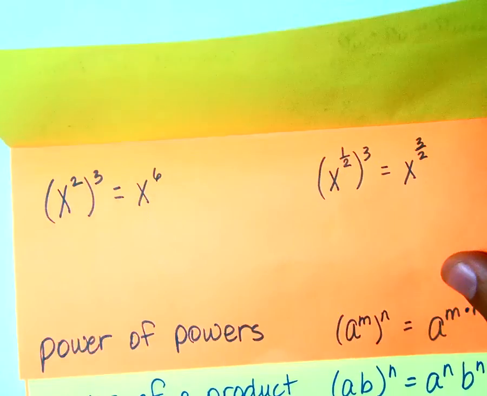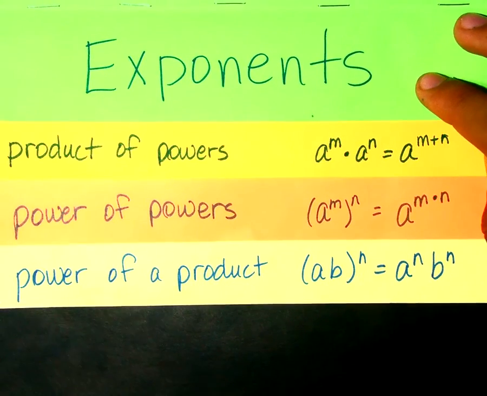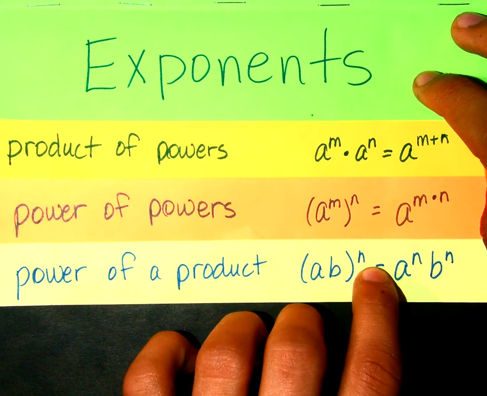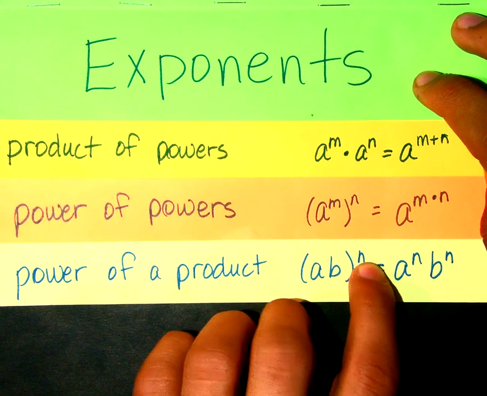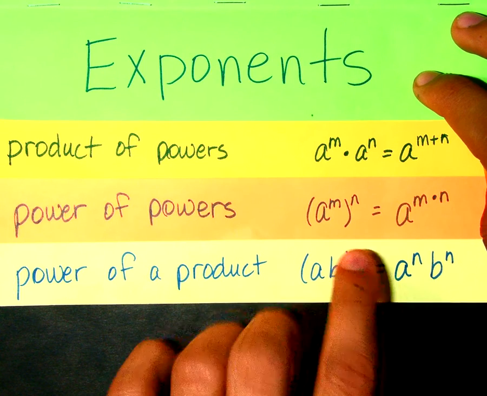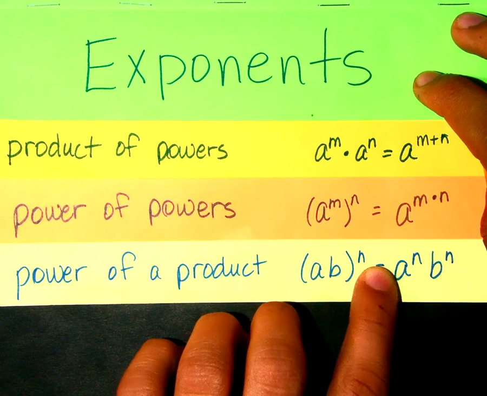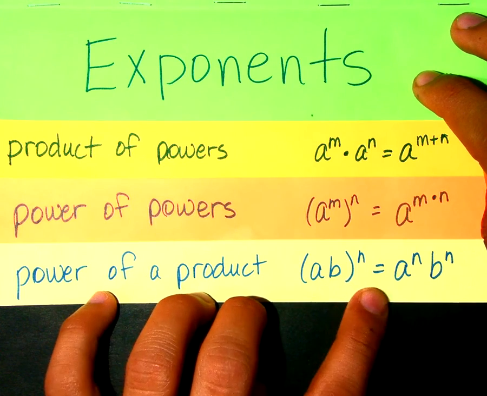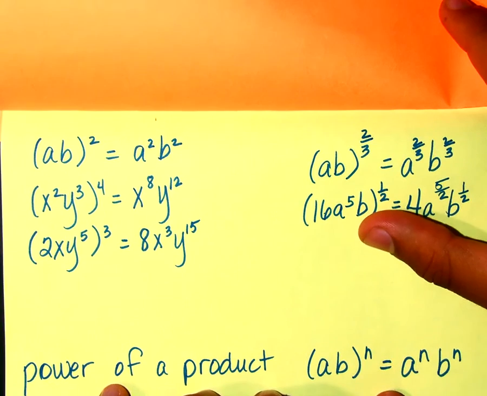Okay, so the next one that we're going to talk about is the power of a product. Okay, so when we multiply two variables and they're both raised to a power, so a times b to the power of n, we can just distribute that n. Okay, so we have a to the n times b to the n. We can distribute because this is multiplication. Alright, if this was addition or subtraction, we can't distribute this n. So since we're multiplying, ab to the n, we can rewrite that as a to the n times b to the n. So here are some examples of that.